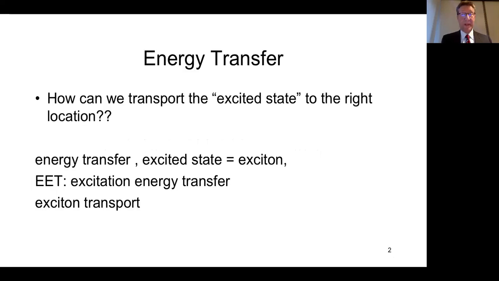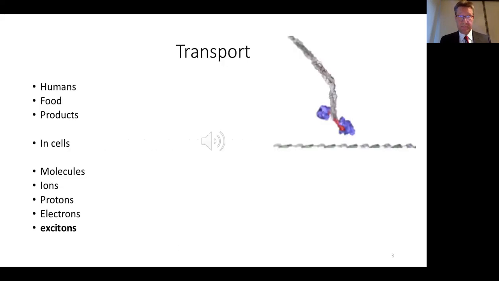So we can call the excited state an exciton. So we can talk about excitation energy transfer or even exciton transport. These are the terms that you can come across in this work.